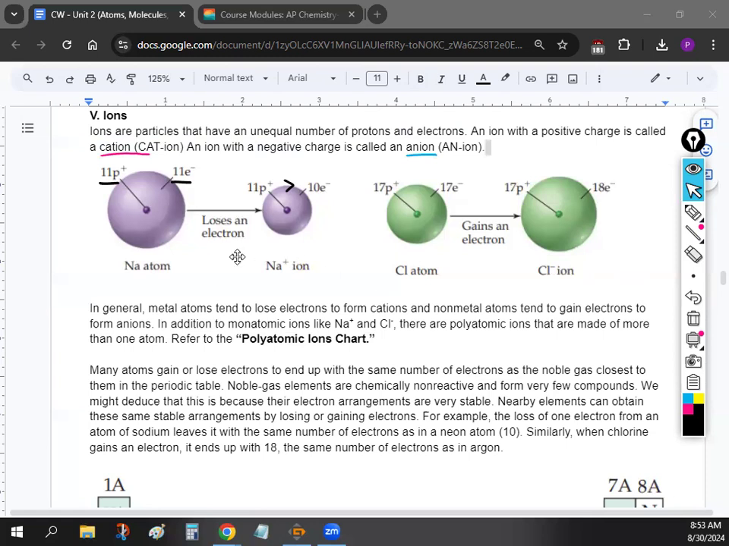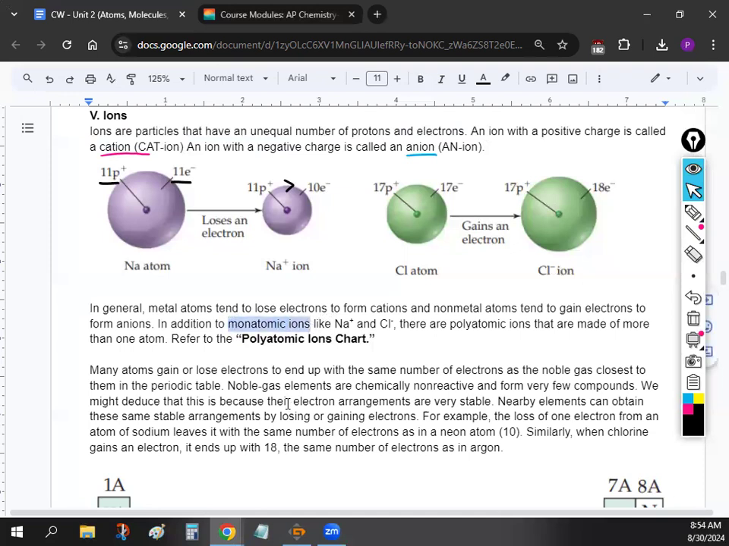All right, so when you have an ion that's only one element, right? So like the sodium ion we're looking at right here, the chloride ion we're looking at here, those are called monatomic ions. Mon because mono means one, so one atom, monatomic. Those are monatomic ions, okay?